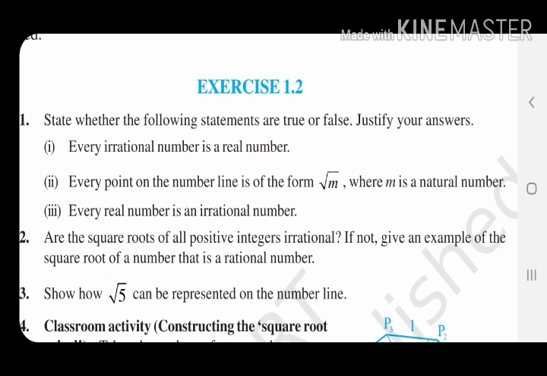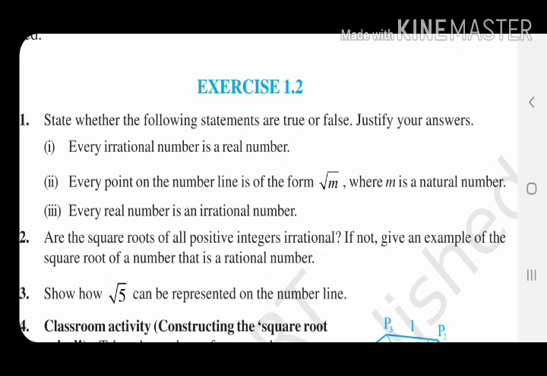Question number 2. Are the square roots of all positive integers irrational? Square roots of all positive integers, 1, 2, 3, 4. So the square root of all the positive integers means the square root of all natural numbers. Square root of 1, square root of 2, square root of 3, square root of 4, 5, 6, 7, 8, 9. Are all irrational? Do you think the square roots of all positive integers are irrational or not?